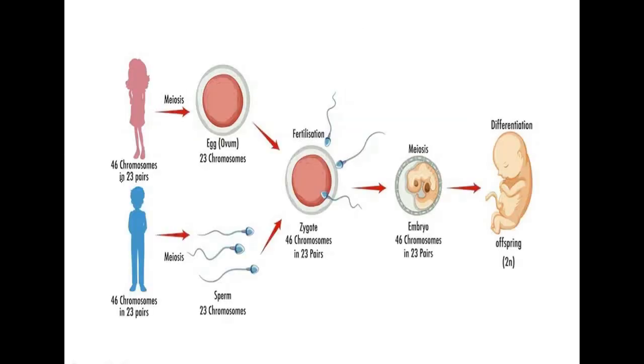You can see 46 chromosomes present in both male and female, 23 pairs present in gametes. Female produces egg or ovum, which contains 23 chromosomes. Male produces sperm, which contains 23 chromosomes. They fuse by the process of fertilization, and zygote is formed. Zygote is diploid, contains 46 chromosomes. Then it undergoes mitosis, becomes embryo. Embryo then divides and differentiates into offspring, okay.